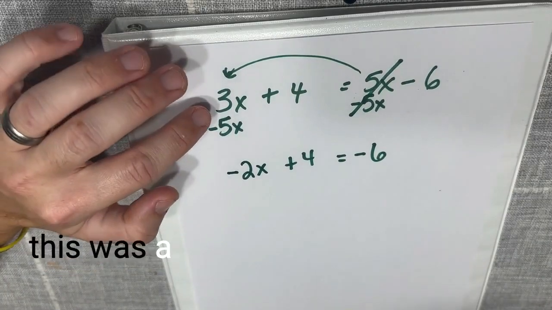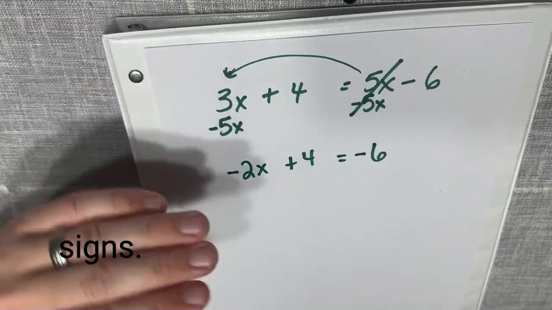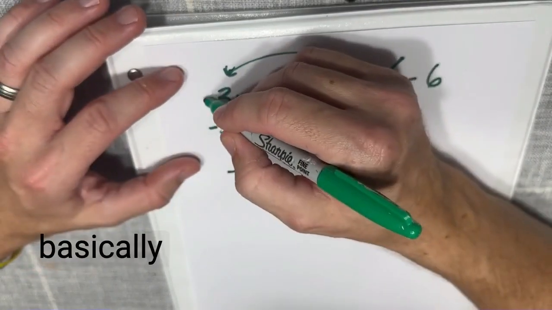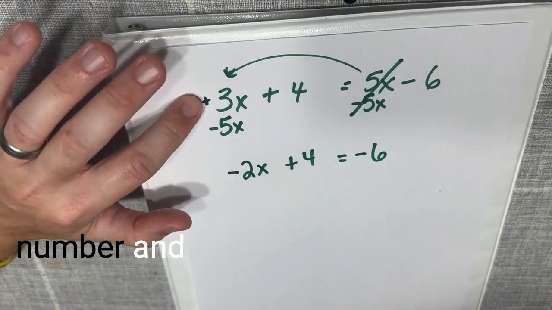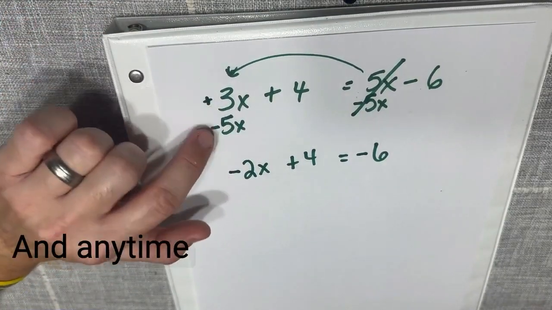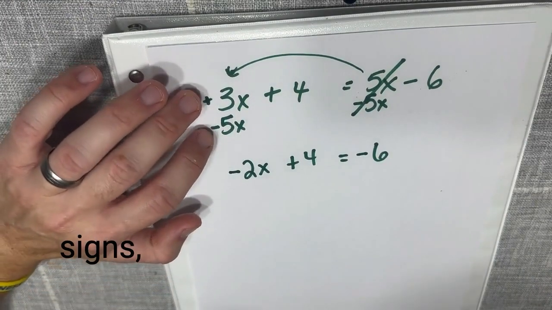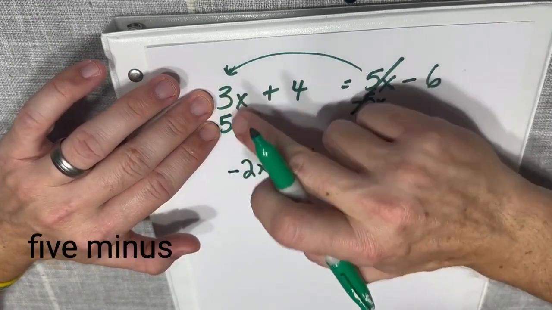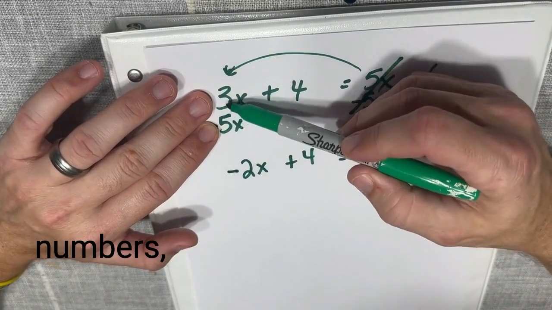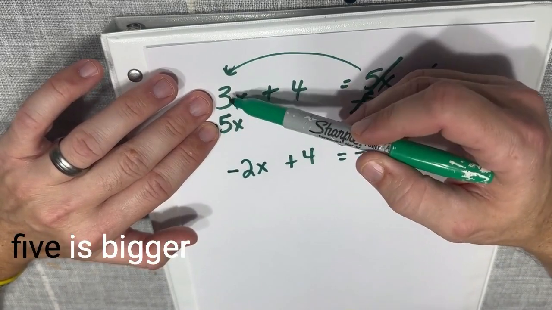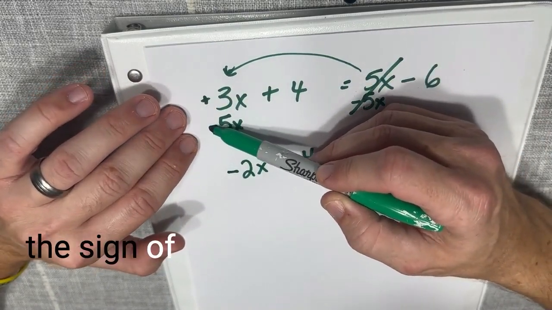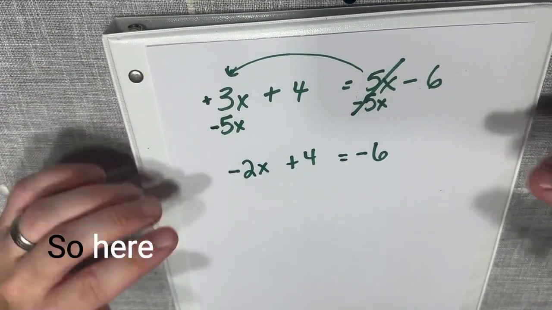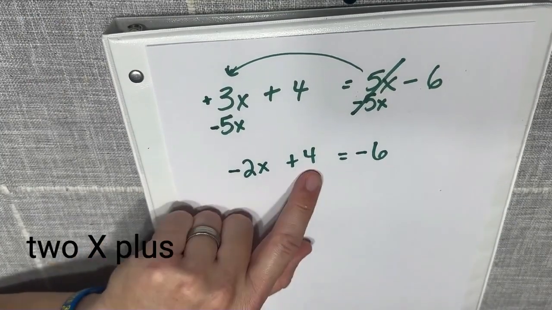Because this was a +3 and that was a -5, they have different signs. They're not going to write a positive sign here, but basically that 3x is a positive number and the 5x was a negative number. Anytime you have numbers with different signs, different means subtract. So that's why we knew we had to subtract these. I know that 5 minus 3 is 2, and whichever number is bigger, in this case 5 is bigger than 3, we take the sign of the bigger number. So 3 minus 5 would be -2x. All right, so here we go. I have -2x plus 4 equals -6.